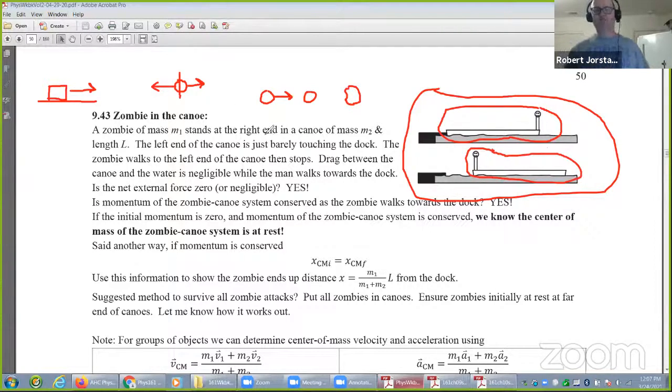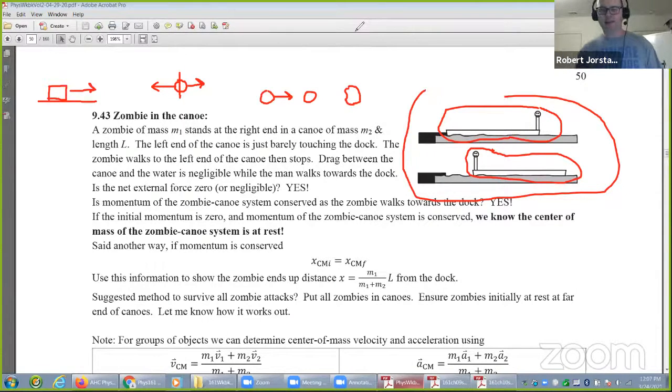And so there's a couple of tricks we can do to analyze what you could call a deformable system. It's a system, meaning it's got two objects or more in there. So there's a zombie and a canoe, mass 1 and mass 2, if you want to just say it that way. And we see that the locations of mass 1 and mass 2 relative to each other have moved around.